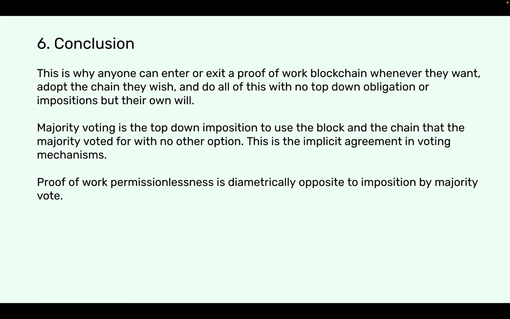There's no imposition by majority voting. Majority voting is the top-down imposition to use the block and the chain that the majority voted for. This is proof of stake, for example, with no other option. This is the implicit agreement in voting mechanisms. Proof of work is permissionlessness. Proof of work permissionlessness is diametrically opposite to imposition by majority vote. And this is why I say that proof of work is not voting.